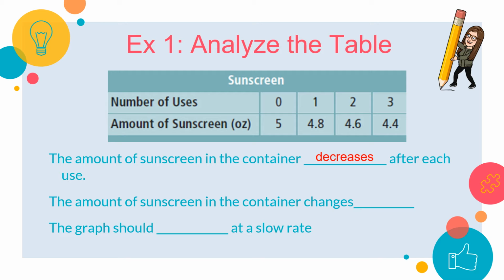The next sentence, the amount of sunscreen in the container changes blank. I'm going to say negatively. That's another way to describe decreases, but it seems to make a little more sense. And I'm also going to say by 0.2. It's decreasing by 0.2 each jump. The next sentence, the graph should blank at a slow rate. The graph. Okay, so if I was to plot these, my graph would go down, would decline, would decrease at a slow rate. Any of those are okay.